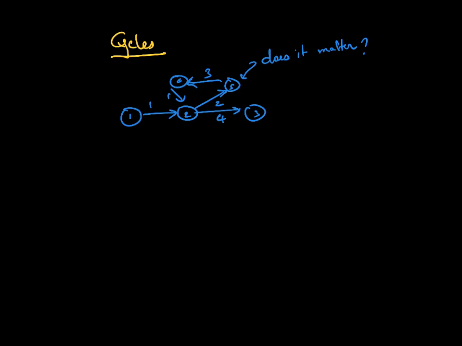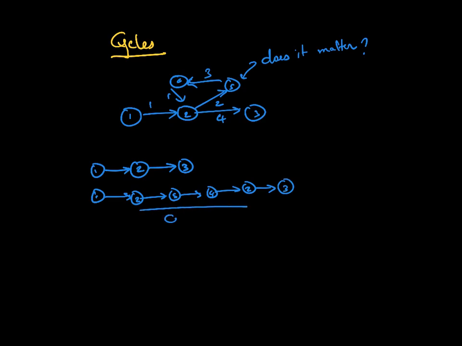Well, the problem with a cycle is it gives you infinitely many paths from 1 to 4. So you can take from 1 to 2, 2 to 3. You can take from 1 to 2, 2 to 5, 5 to 4, 4 to 2, 2 to 3. And this takes a cycle once. Now you can cycle twice. So you have infinitely many possibilities in the graph, right?